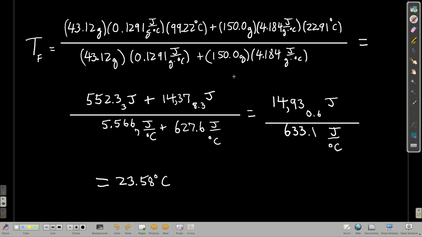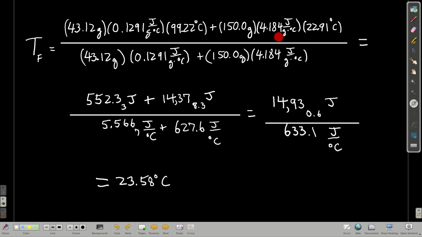Now, when you're doing this kind of calculation, you should always check and make sure it makes sense, right? You know that when you take something hot and something cold and put them together, the final temperature should be somewhere between the two, right? So somewhere between 22.91 and 92.22, and yeah, it is. Notice it's a lot closer to the temperature of the water than it is to the initial temperature of the metal.